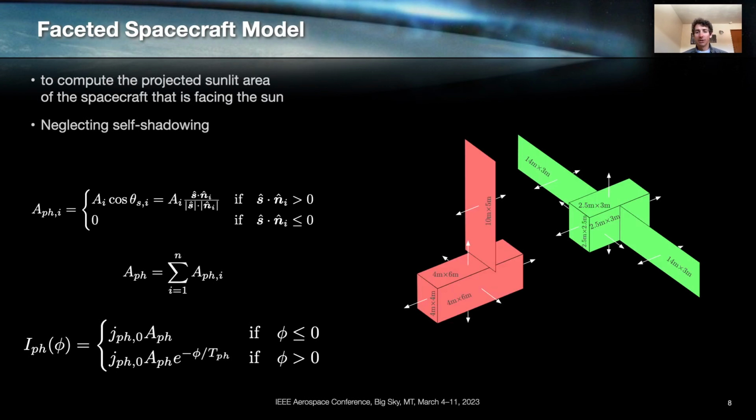For the faceted model, we divide the spacecraft surface into several smaller facets, and using the normal vectors of those facets, we can compute the total surface area of the spacecraft that is facing the sun at that moment. And with that, we can compute the photoelectric current shown on the bottom left. If we use a faceted model, it will depend on the orientation of the spacecraft itself.